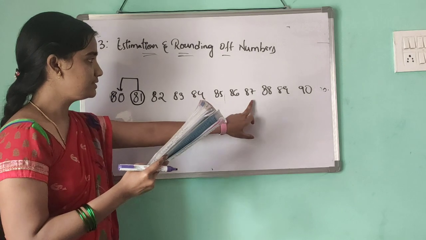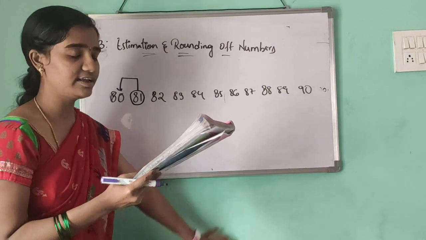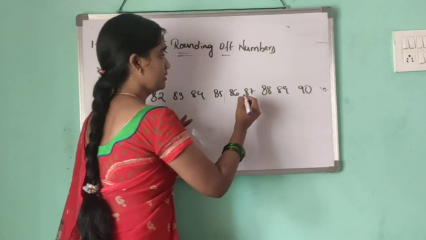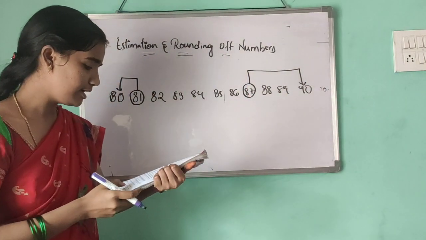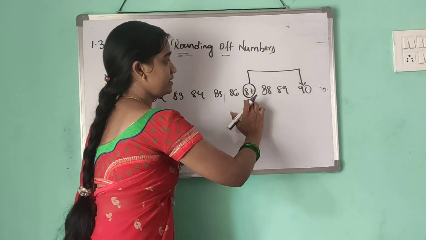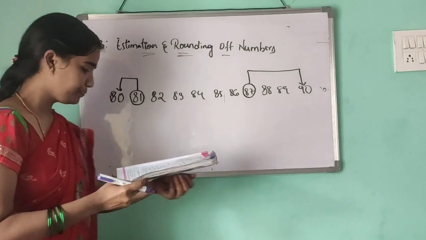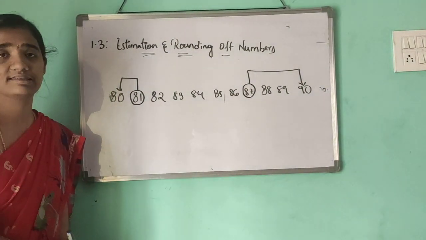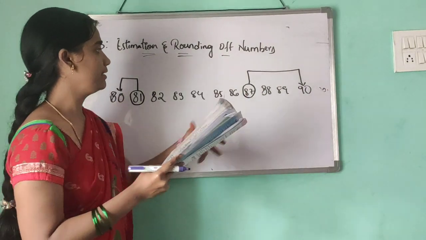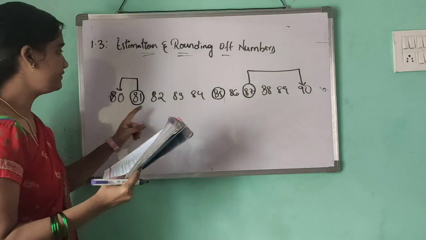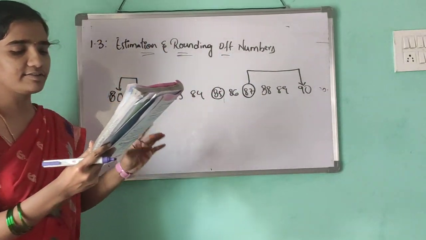Among these, next 87 is there. Which number is the nearest to 87? 90 is the nearest. See, 90 is the nearest. So 87 is near to 90, so 87 will be rounded to 90. Okay. This is the tens. Okay. 85 is equally distant from 80 and 90. But by convention, it is rounded off to 90.